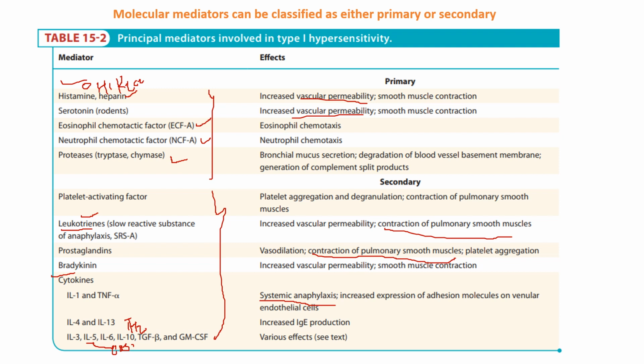Now interleukin 8, which is not mentioned here, acts as a chemotactic factor and attracts further neutrophils, basophils and various subsets of T cells to the site of hypersensitive reaction. Now we talk about the GM-CSF.